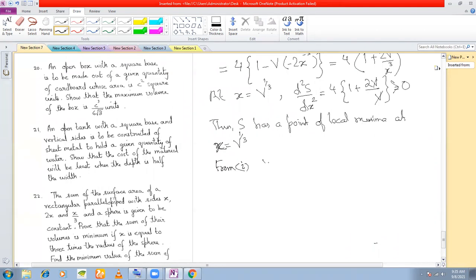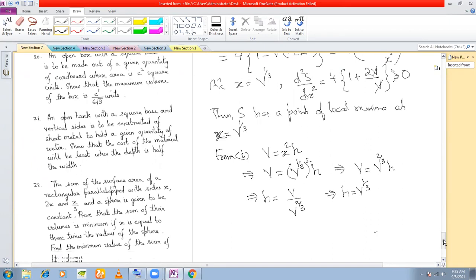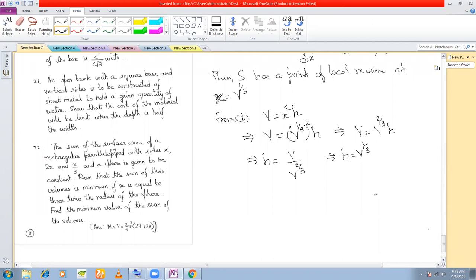X. So from 1, V is equal to X square H, right? That means V is equal to V to the power of 1 by 3 squared into H. That means V is equal to V to the power of 2/3 H. That means H must be equal to V by V to the power of 2/3. That means H is equal to V to the power of 1/3. So you see that X is also equal to V to the power of 1/3 and H is also equal to V to the power of 1/3. That means length, breadth and height are all equal to V to the power of 1/3. That means it must be a cube.